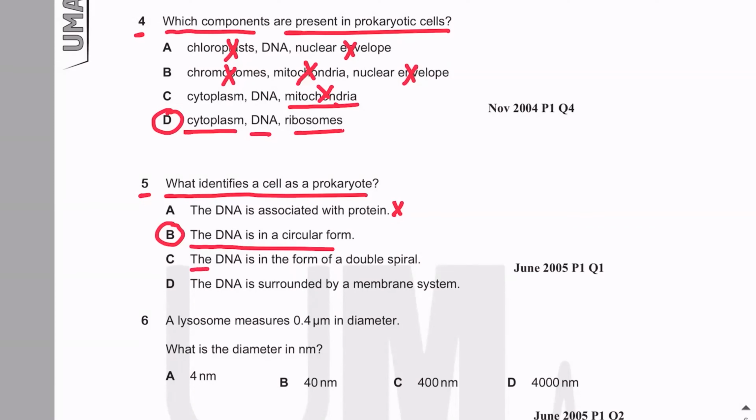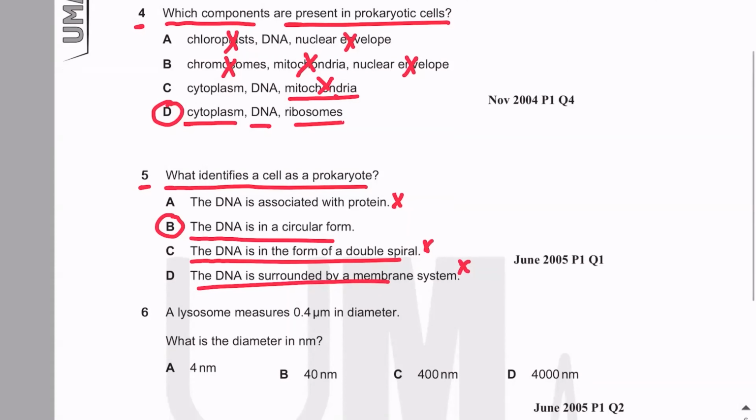The DNA is in the form of a double spiral. The DNA is in the form of a double spiral in both prokaryotes and eukaryotes. This is right for the DNA, but by looking at the double spiral DNA, we cannot say that it's a prokaryote, because DNA is always double spiral or double-stranded, right? The DNA is surrounded by a membrane system. No. DNA is surrounded by a membrane system in eukaryotes.